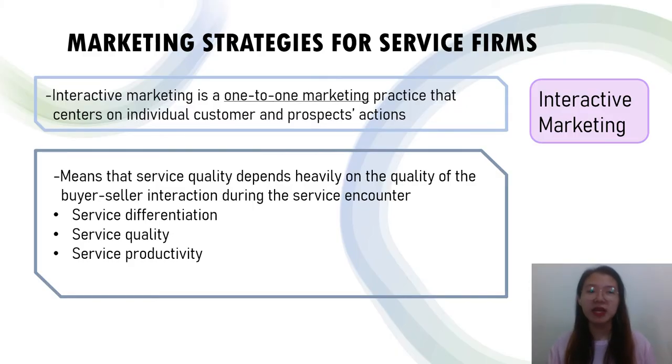Next, another marketing strategy for service firms is interactive marketing. Interactive marketing is a one-to-one marketing practice that centers on individual customers and prospects' actions. Interactive marketing involves marketing initiatives that are triggered by customers' behaviors and preferences. In services marketing, service quality depends on both the service deliverer and the quality of delivery. Service marketers have to master interactive marketing skills.